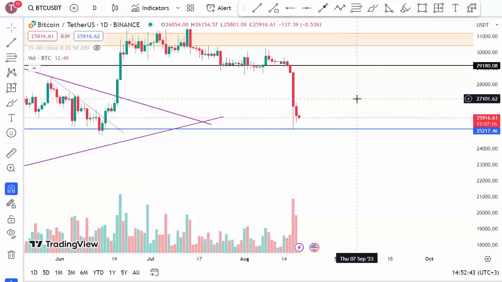For an entry point, it's reasonable to set it around the $25,000 level. If we make an entry around $25,200 levels, it will be important to set a stop level just below so that in case it drops below, we minimize our losses.